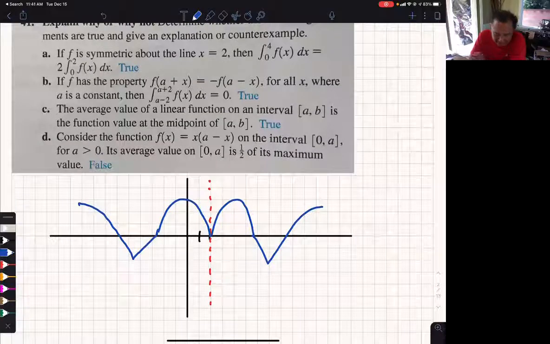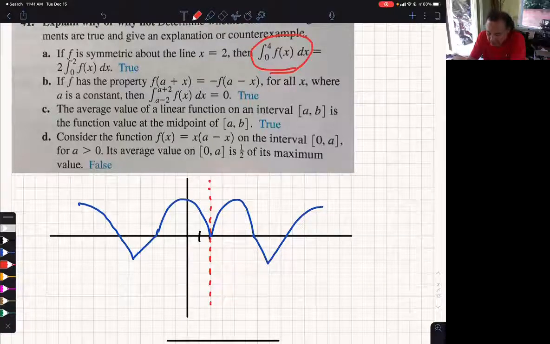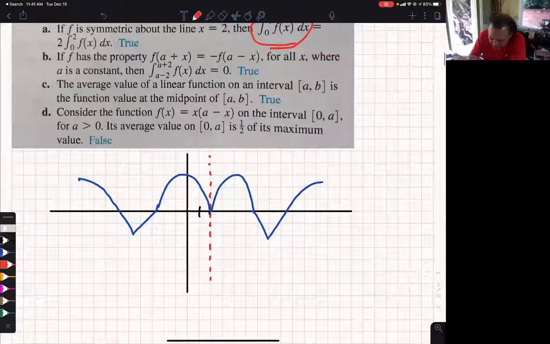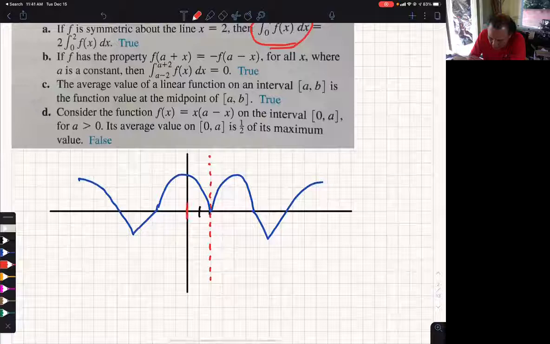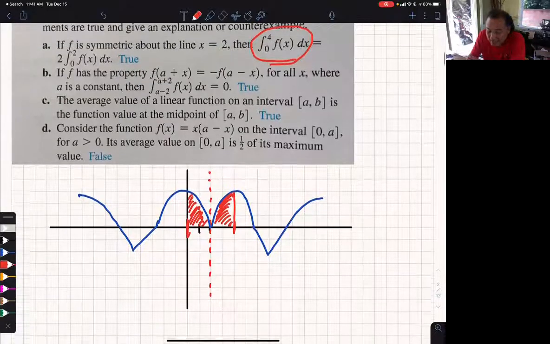Then they're saying the integral from 0 to 4. So I'm going to highlight this in red, and I'm going to show the net area of that. 0 to 4 is from here to here. So it's going to be all of that. And they're saying that's equal to what?